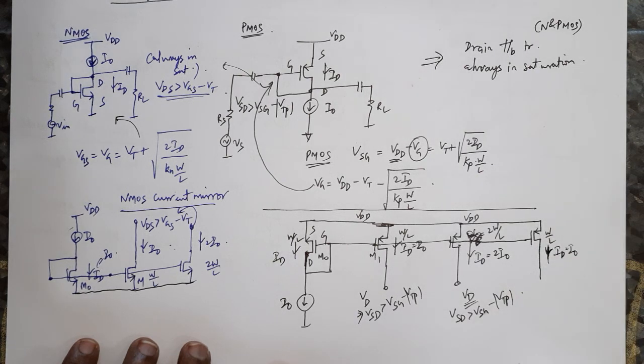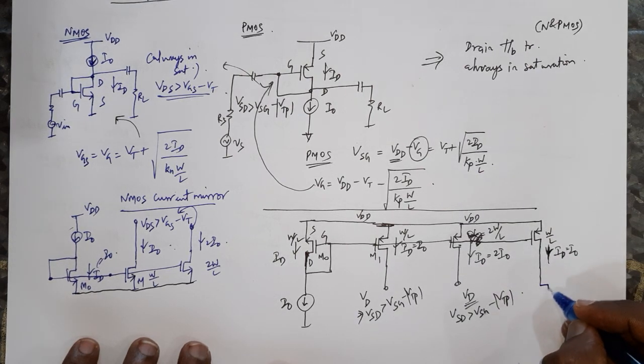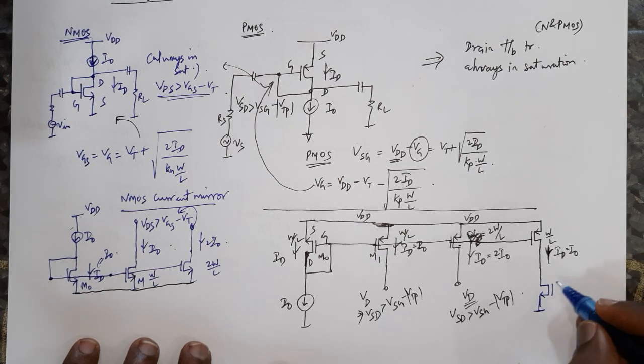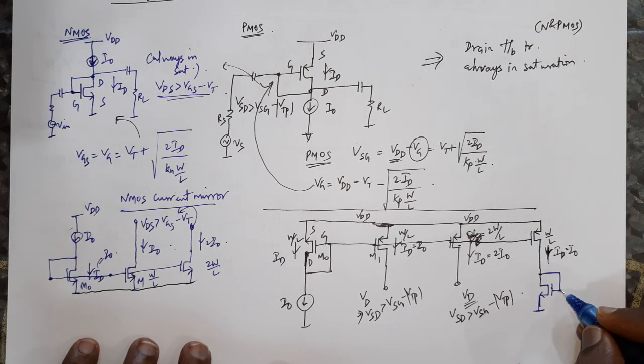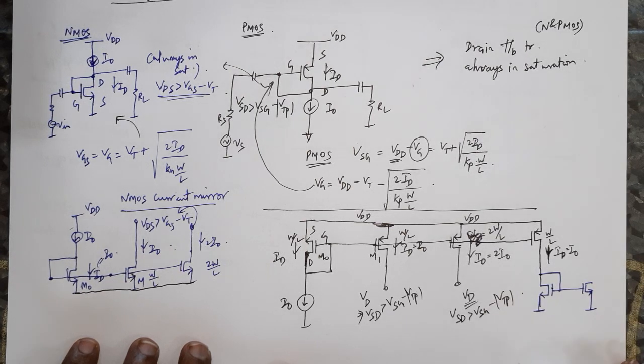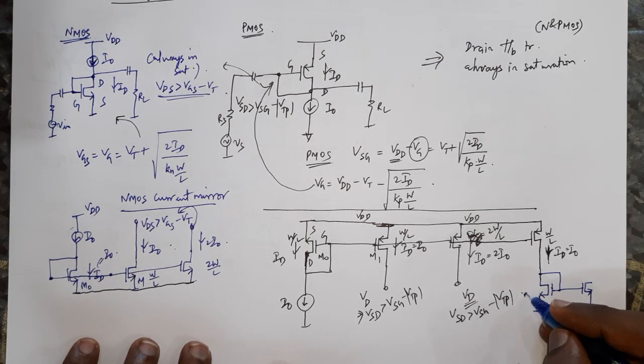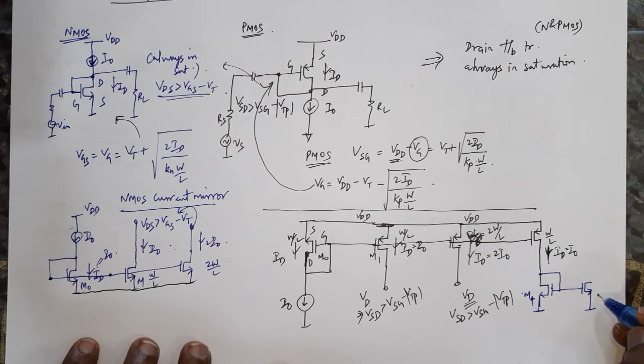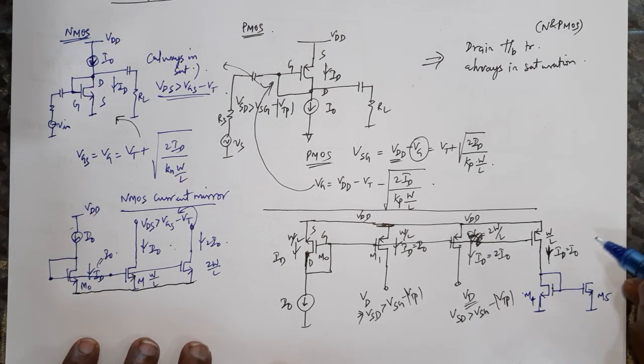Now if I put an NMOS current mirror here and make this source ground, and then make a drain feedback here, and then put another NMOS transistor here whose source is also grounded. Now these two gate-source voltages are the same. Let me call them M4 and M5. They are identical NMOS transistors.